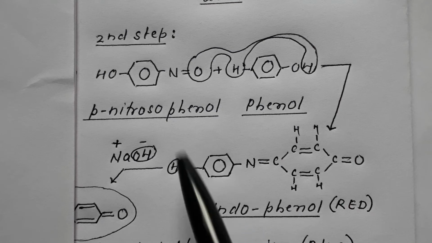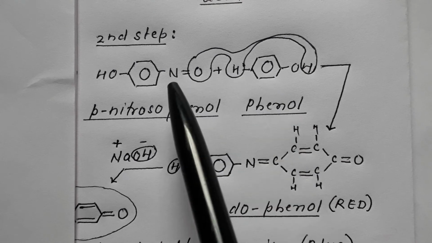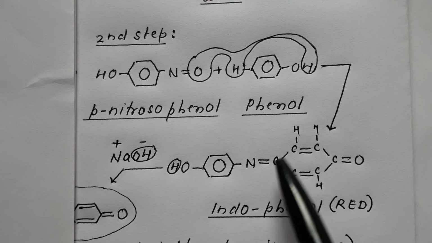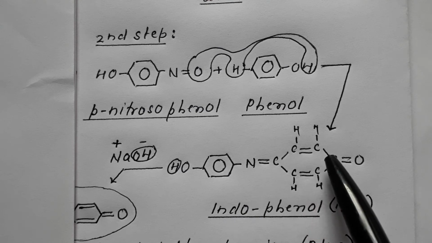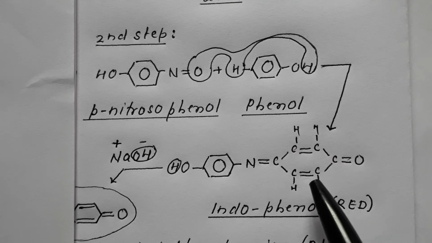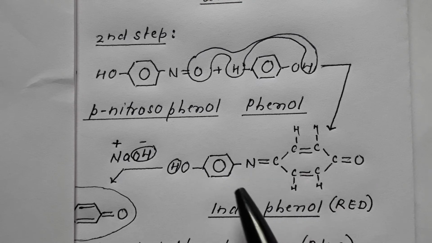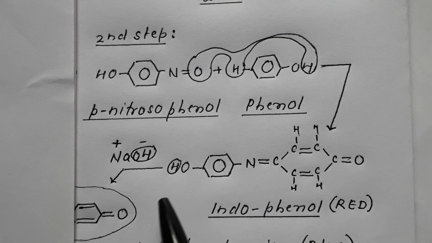So this para nitrosophenol, when made to react with phenol, this ring combines to the nitrogen. So it is a benzene ring with OH and a double bond, and this ring is attached. So alternate double, single, double, single bonds would be there. This whole compound is termed as indophenol.